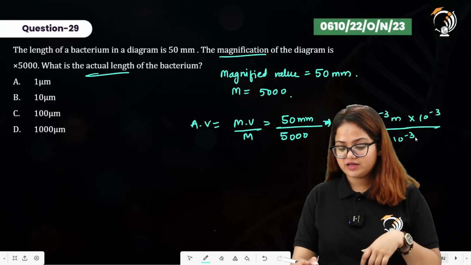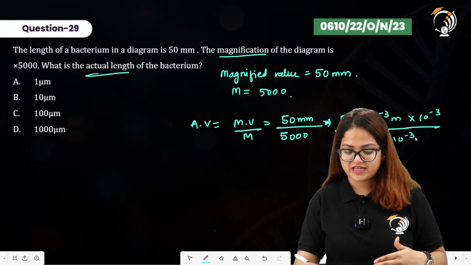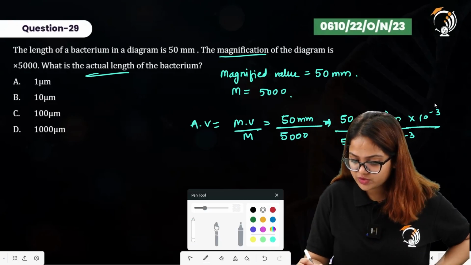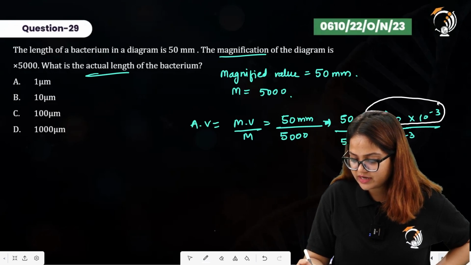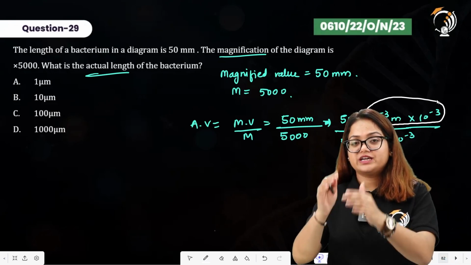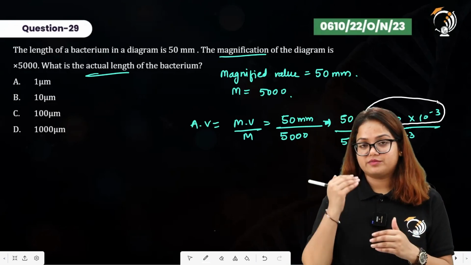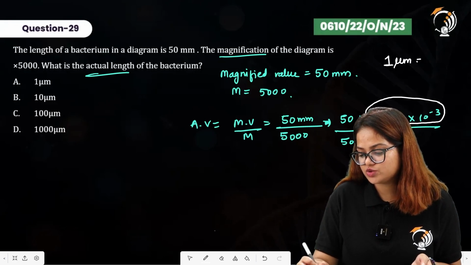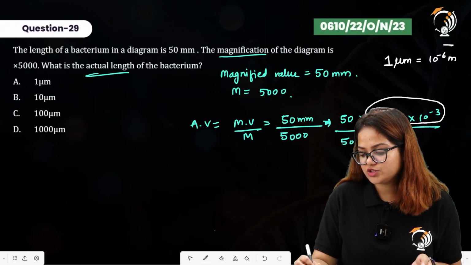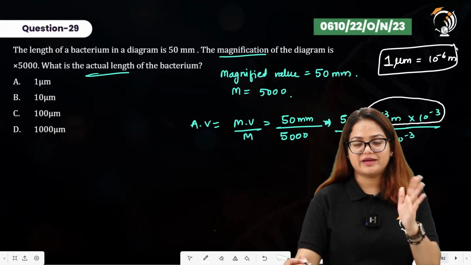So we did this kind of multiplication in the numerator and the denominator so as to convert this 10 to power minus 3 into 10 to power minus 3 into 10 to power minus 6. You can relate it to 1 micrometer equals 10 to power minus 6 meter. So we will write the 10 to power minus 6 meter as 1 micrometer.